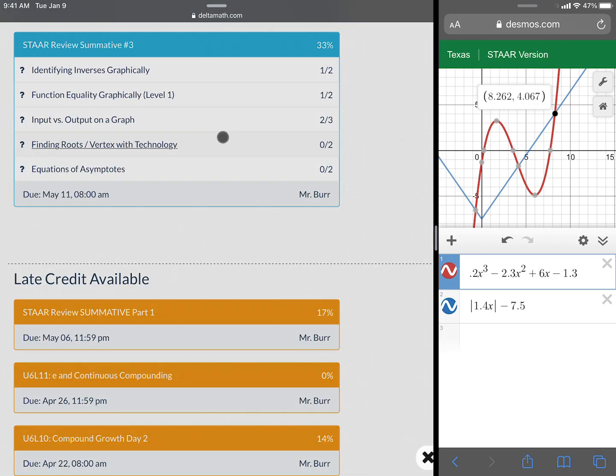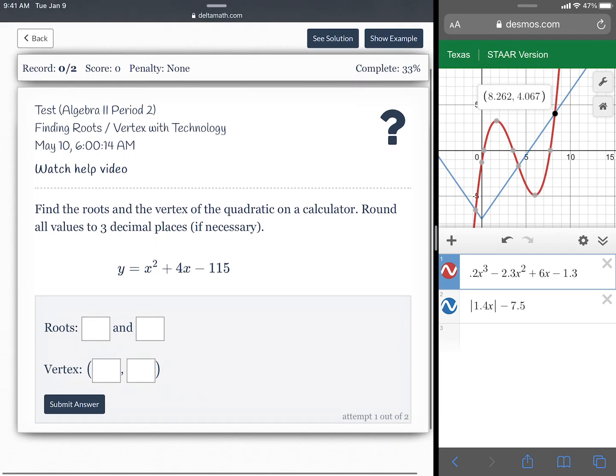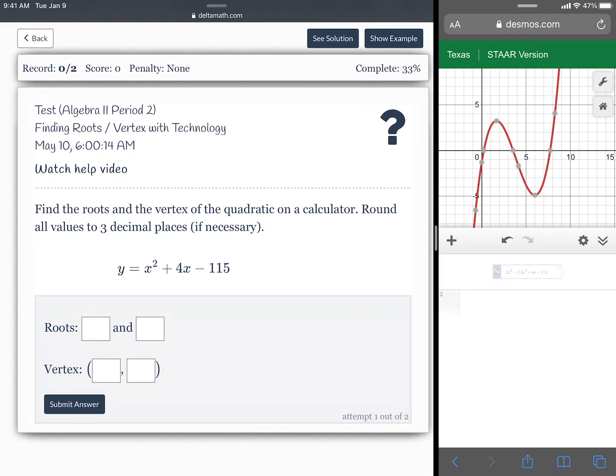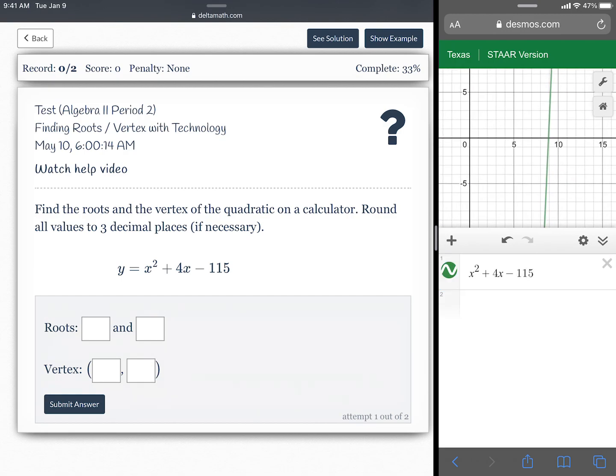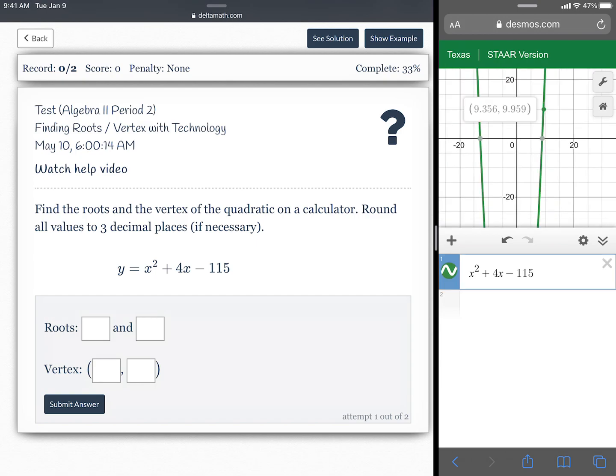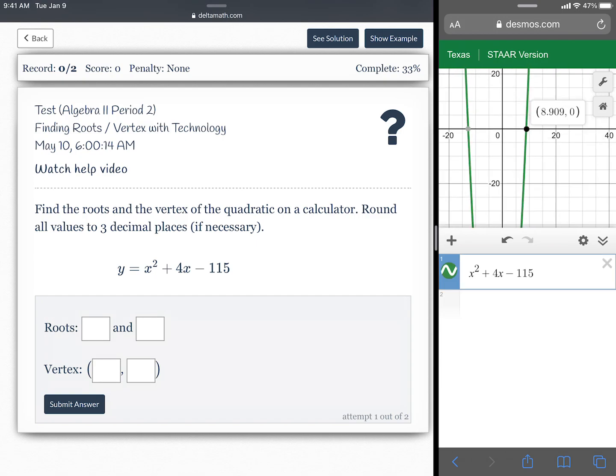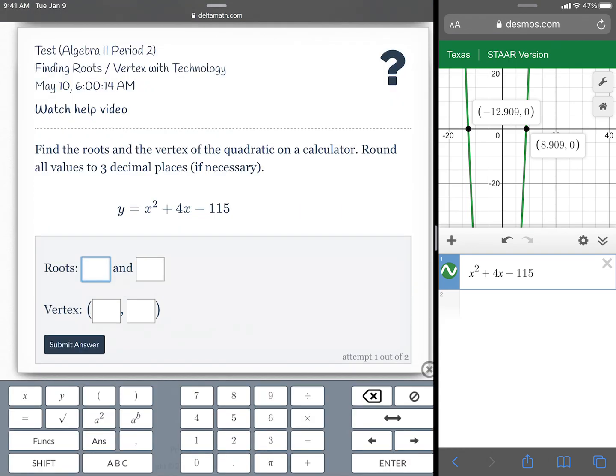Okay, two more. Finding the roots and vertex using a calculator. So this is pure Desmos practice. We have x squared plus 4x minus 115. All right, so we find the roots here. Remember the roots, and you can use Desmos here. You can zoom in really quickly to 3 decimal places. This is why it's really making sure you use the calculator.